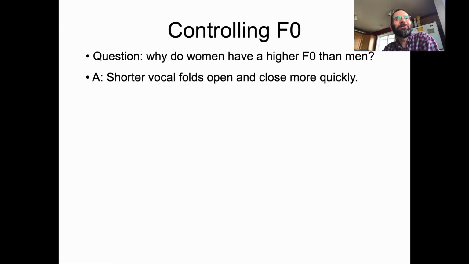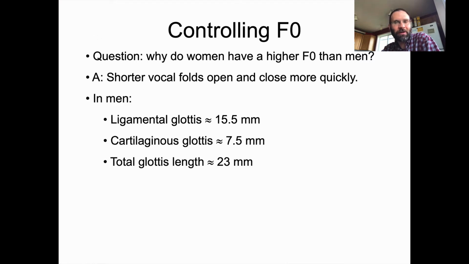So hopefully you recall that one of the reasons that was given is that women tend to have shorter vocal folds than men. And we talked about that a little bit when we were talking about the angle of the thyroid cartilage and how much length there is in there for the vocal folds to fill in, basically. So women have shorter vocal folds, and because they're shorter, they can open and close more quickly, or at least you can think of this in terms of them having smaller vocal folds.